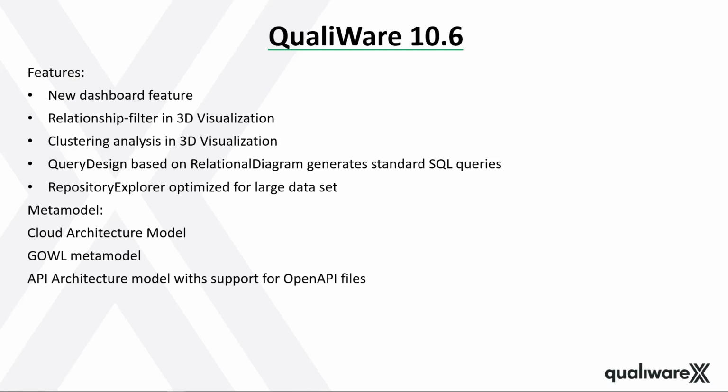Now, we want to combine that analysis that sits in the QualiWare toolset with queries that go out of the QualiWare toolset. Last year, we introduced the ability to reverse engineer a database structure into a relational diagram. Now, what we're introducing is the ability to use that relational diagram to generate actual SQL queries with the query designer. So instead of following the hyperlinks and the graphical relationships in QualiWare, it will follow your foreign keys in your relational diagram.